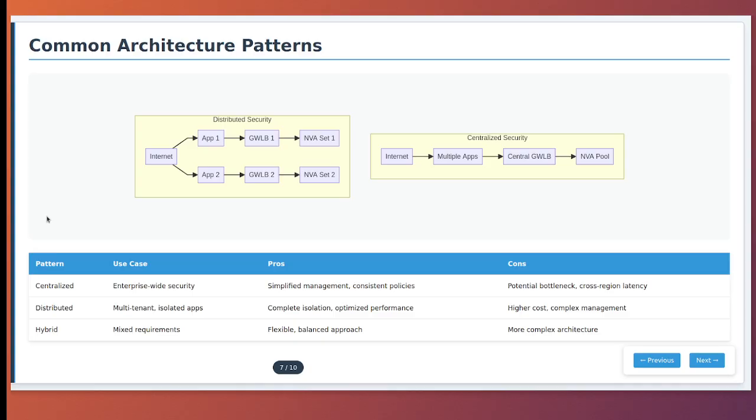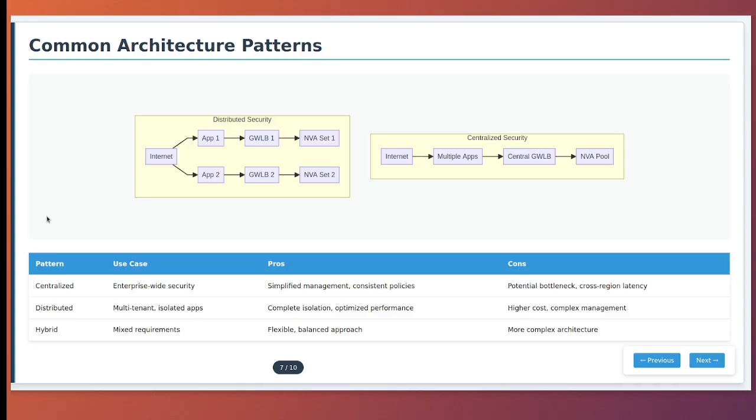The hybrid model combines elements of both. You might have a central GWLB for common security functions like DDoS protection and basic firewall rules, with additional distributed GWLBs for application-specific security needs. This balances the benefits of centralization with the flexibility of distribution.